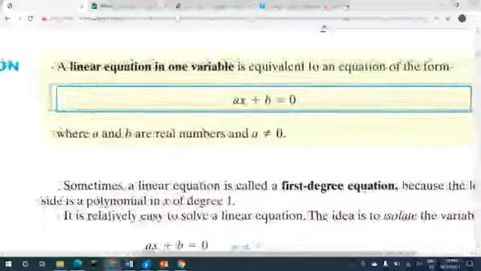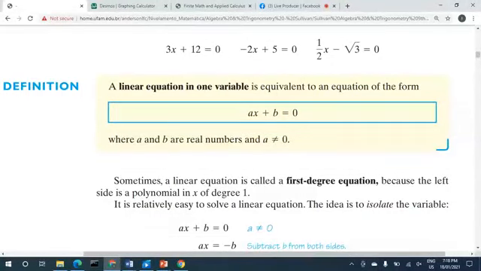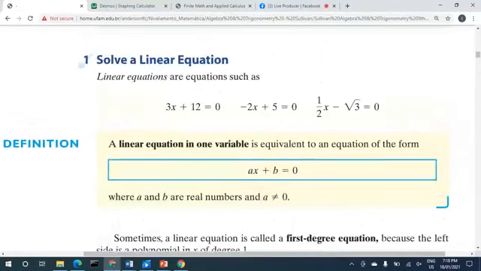One of the things that we're going to be looking at is linear equations, and I'm going to provide a definition. Notice the definition. It says a linear equation in one variable is equivalent to an equation of the form ax plus b equals 0, where a and b are real numbers and a is not equal to 0. Sometimes the linear equation is also called a first degree equation because the left side is a polynomial in x of degree 1.